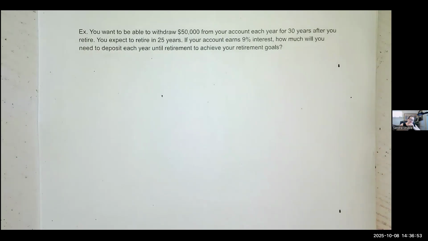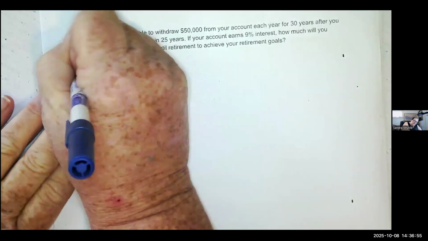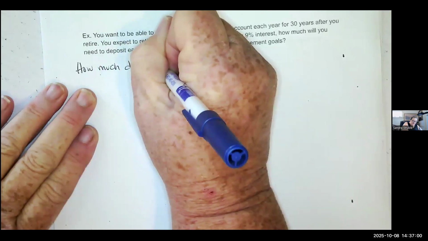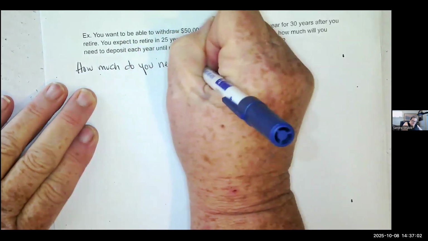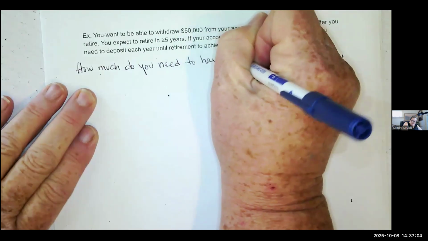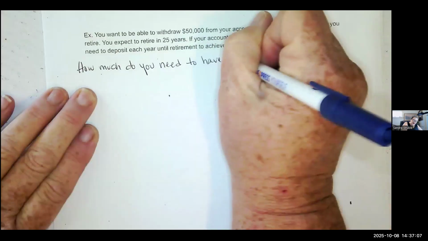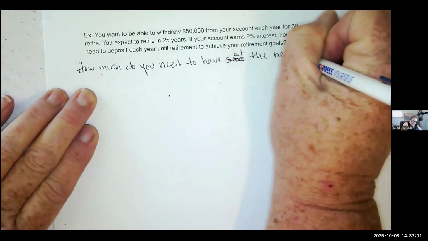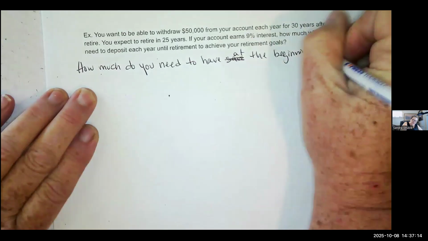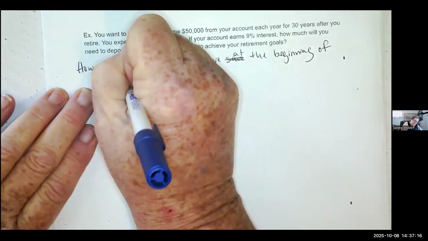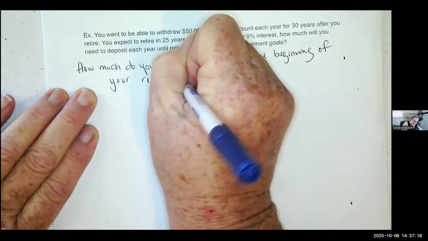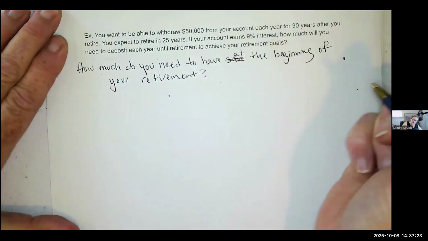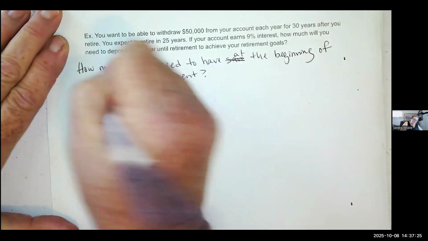I'm going to ask you, how much do you need to have saved, or have at the beginning of your retirement? This is the first thing you need to ask yourself. So this is using the payout annuity formula, and we need to find P.